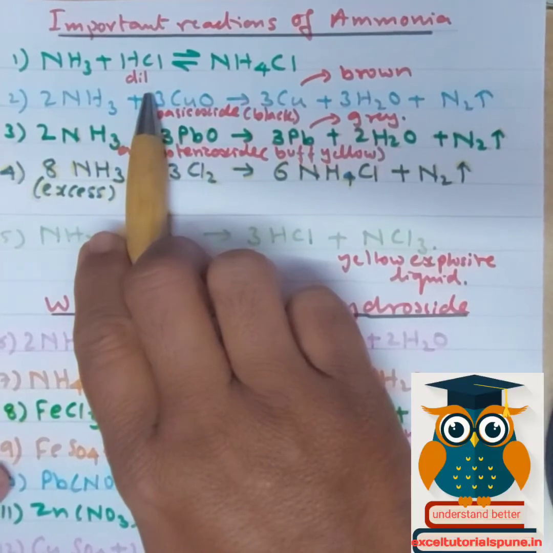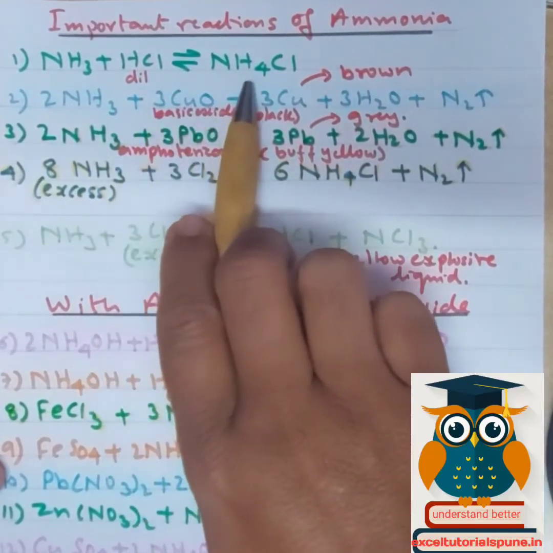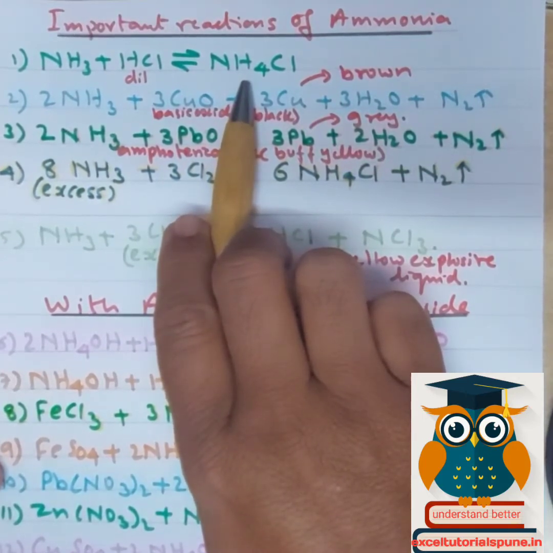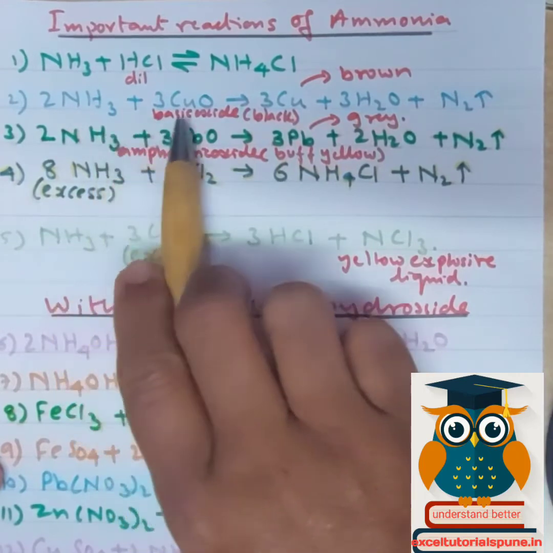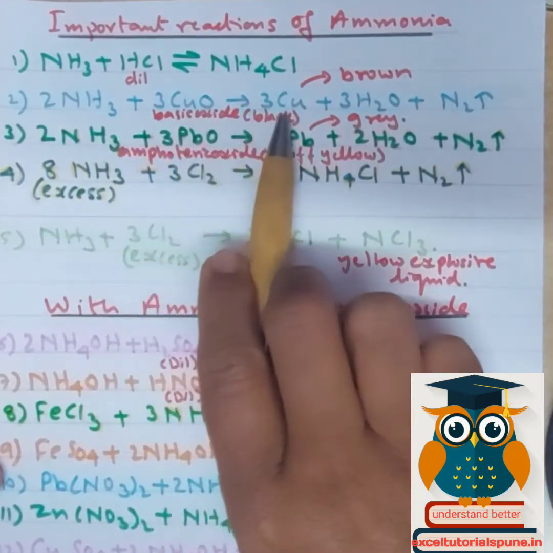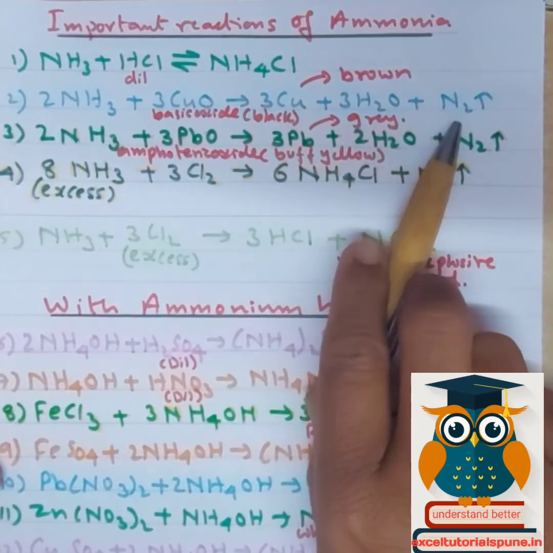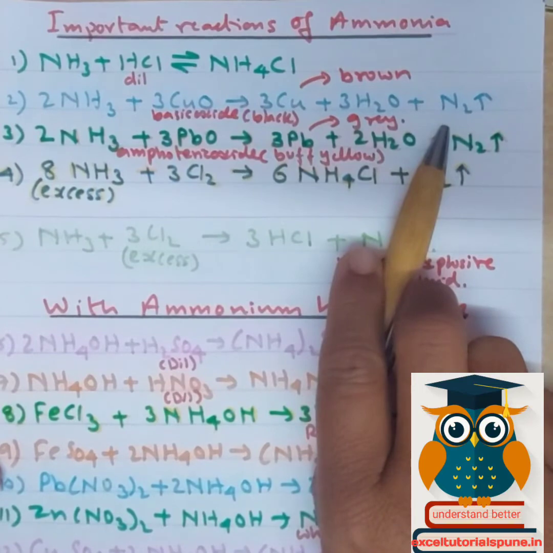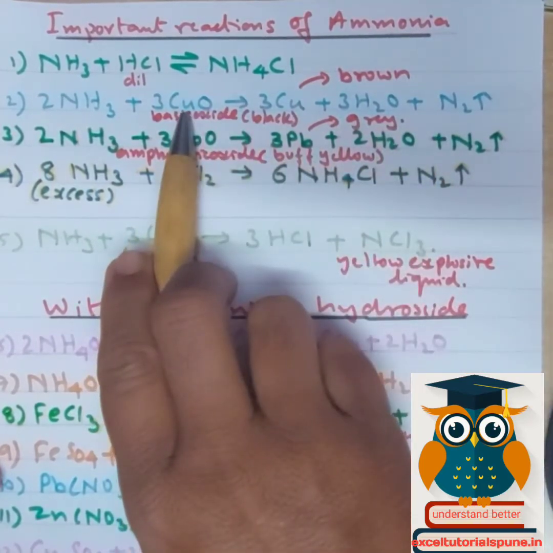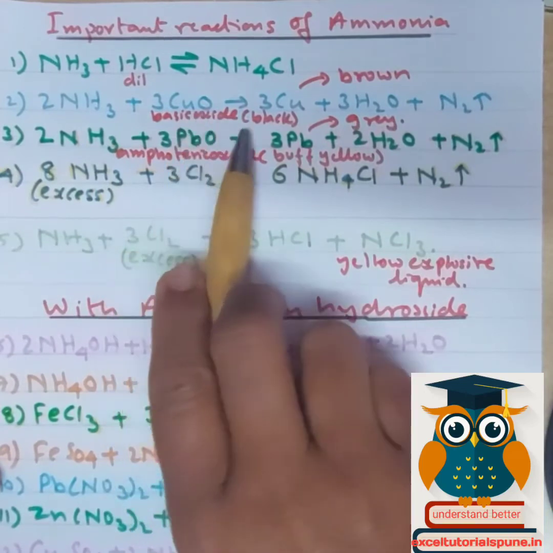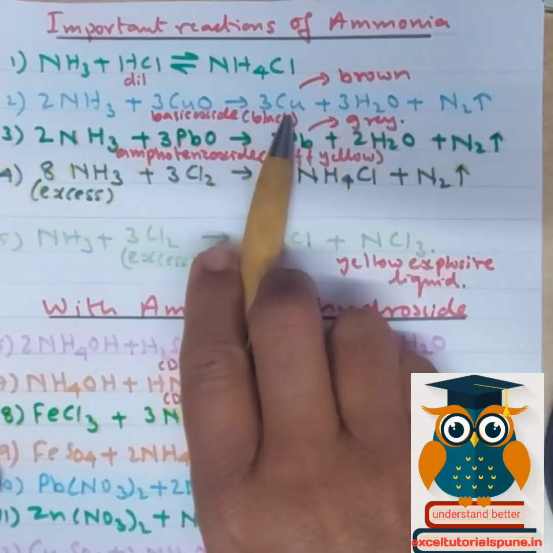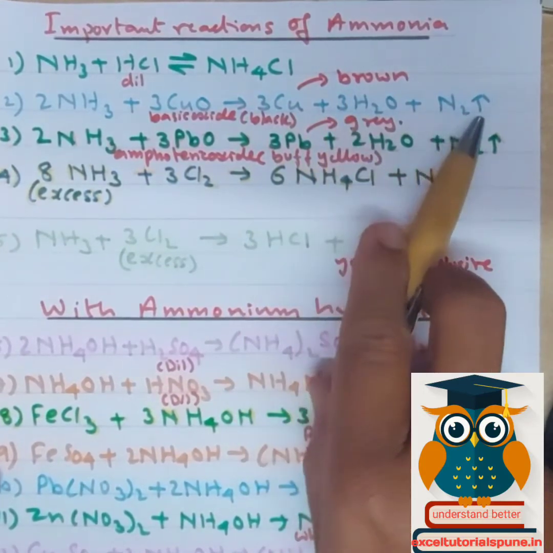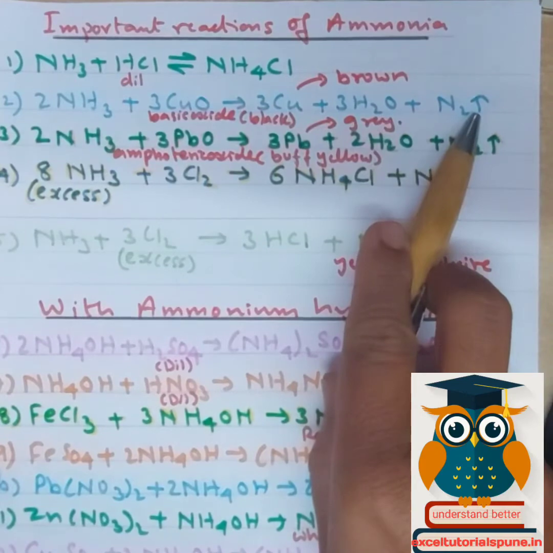So ammonia reacts with dilute HCl to give you ammonium chloride. Now these are dense white fumes, you must have studied that. Then ammonia with copper oxide gives you copper plus water plus nitrogen. You should be able to write this equation as it is, the balancing and all. Now this copper oxide is a basic oxide and it's black in color, and the product copper formed is brown in color. Nitrogen gas is evolved, that's why the arrow is shown upward.